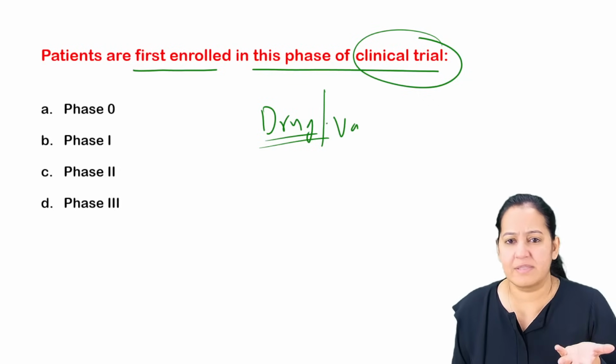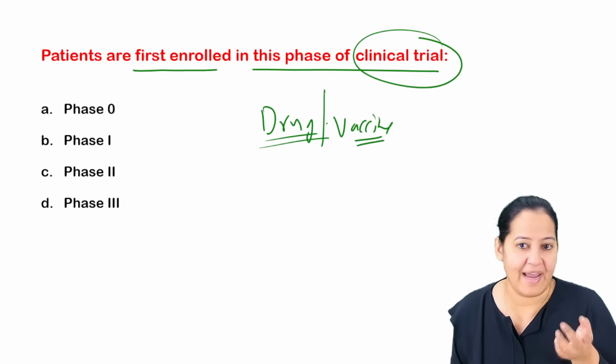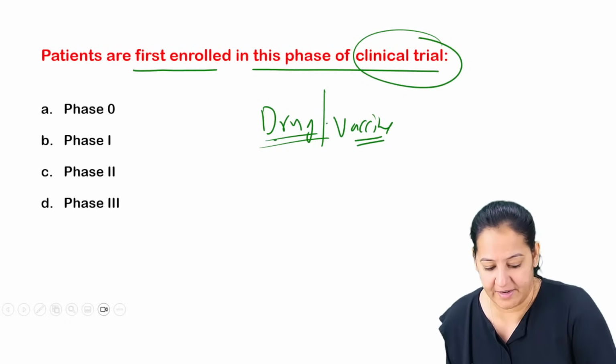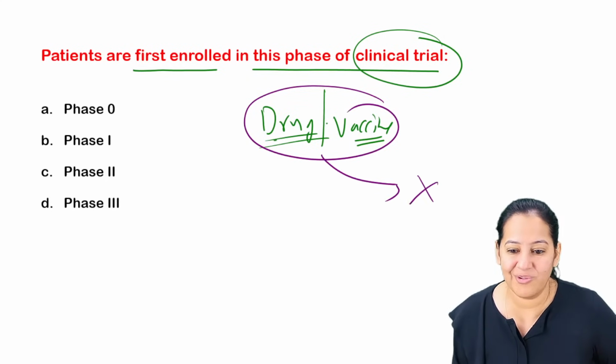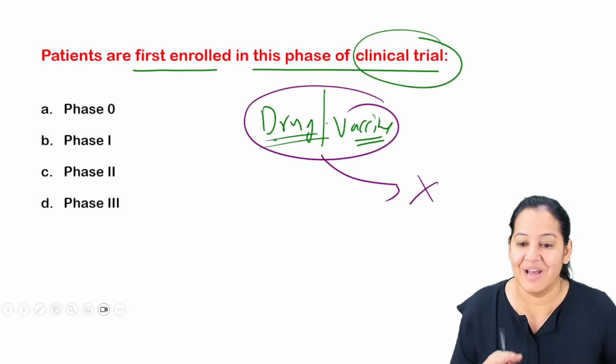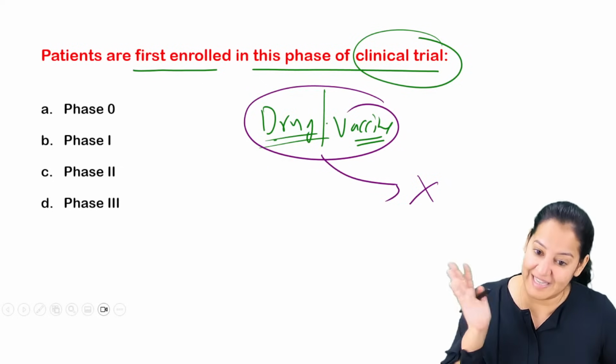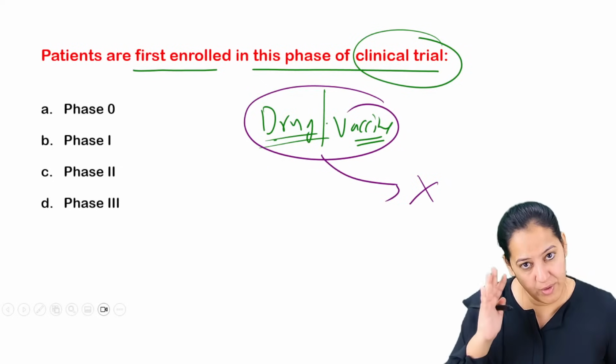Or else you have discovered a new vaccine for any disease. So will you get the license to launch it directly in the market? No. You have to do the experiments. You have to do the trials first. First, you will do it on animals. Then you will take the permission. Then you will do it on humans.